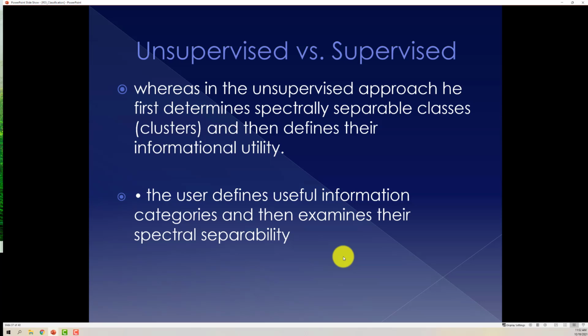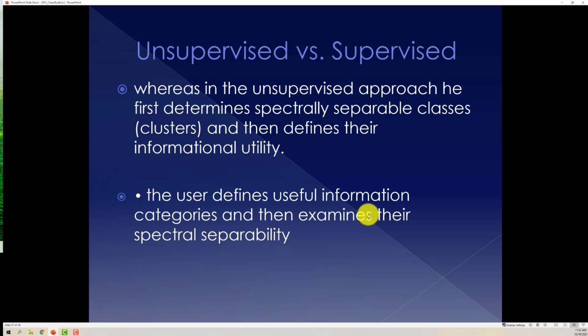In summary, unsupervised versus supervised. In the unsupervised approach, the user first determines spectrally separable classes and then defines informational utility. In supervised, the approach is based on information categories and examining their spectral separability. So even though you're determining the final classes and labels, the computer is determining where those classes are going to fall out in the pixel distribution.